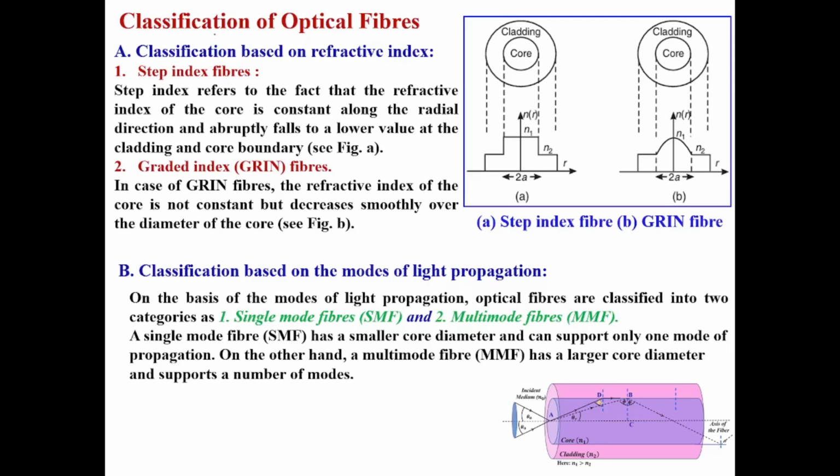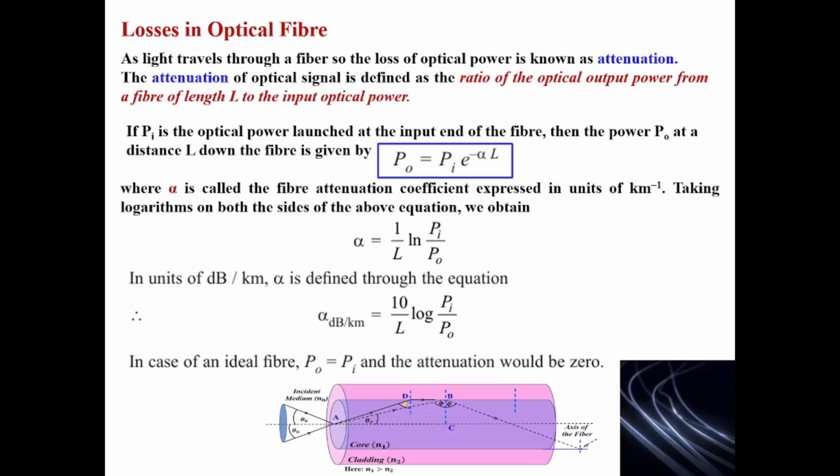Last class, we discussed classification of optical fibers. In this class, we are going to discuss losses in optical fiber. As light travels through an optical fiber, the loss of optical power is nothing but attenuation. If I define it, the attenuation of an optical signal is the ratio of optical output power from a fiber of length L to the input optical power.